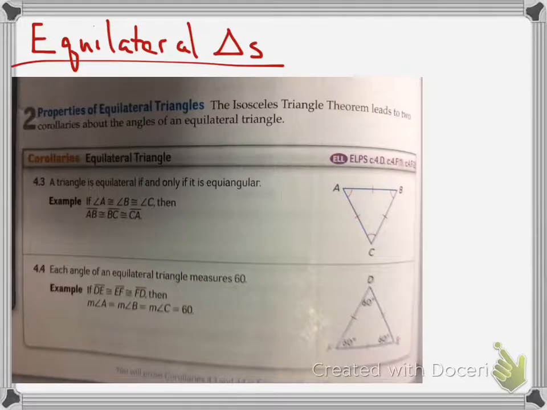All right, equilateral triangles, we get some corollaries here, which are kind of like postulates. A triangle is equilateral if and only if it is equiangular. Each angle of an equilateral triangle measures 60 degrees. So basically if we know the angles all measure 60 degrees, then we know it's equiangular, which means it's equilateral, which means all the sides are the same.